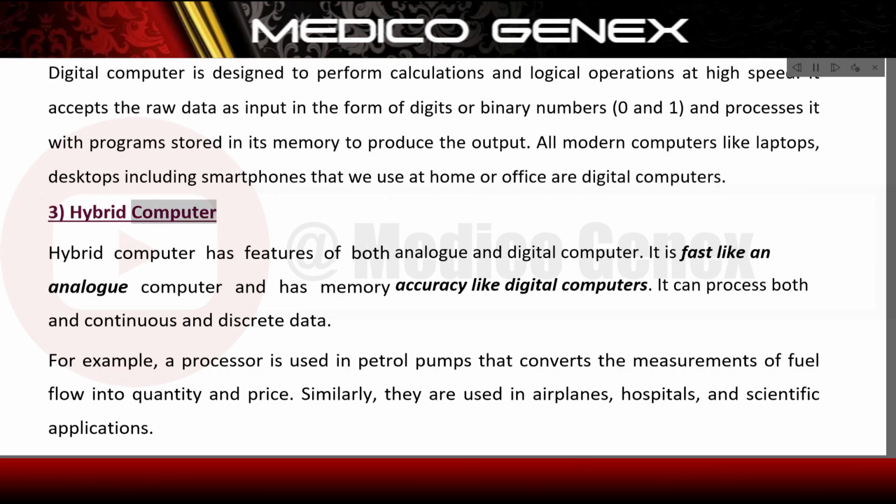3. Hybrid computer. Hybrid computer has features of both analog and digital computers. It is fast like analog computers and has memory and accuracy like digital computers. It can process both continuous and discrete data. For example, a processor is used in petrol pumps that converts the measurements of fuel flow into quantity and price. Similarly, they are used in airplanes, hospitals, and scientific applications.